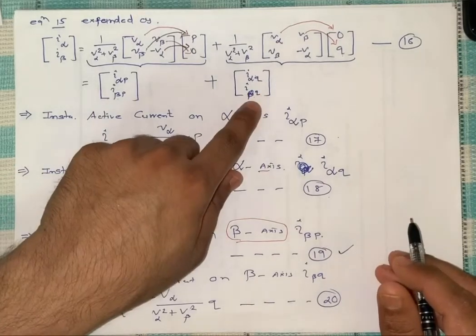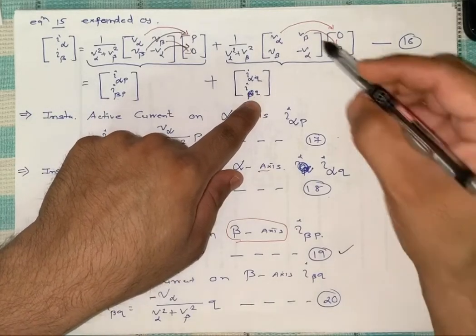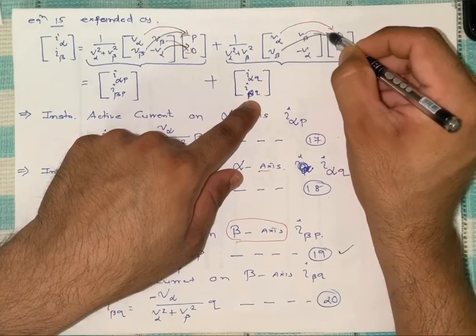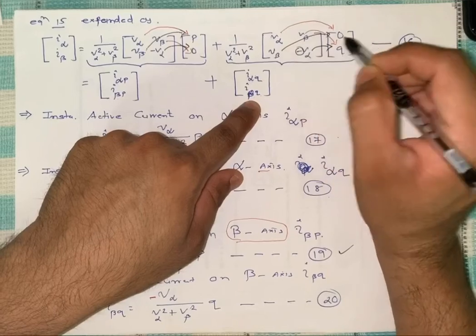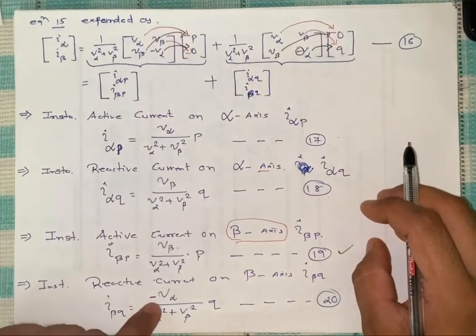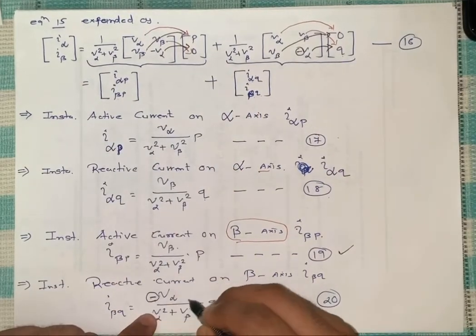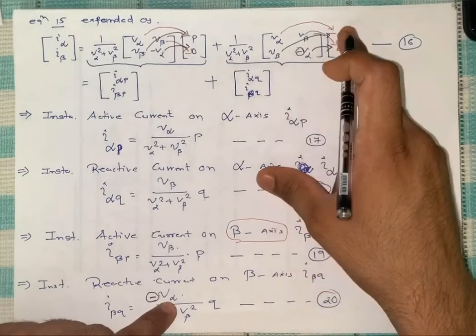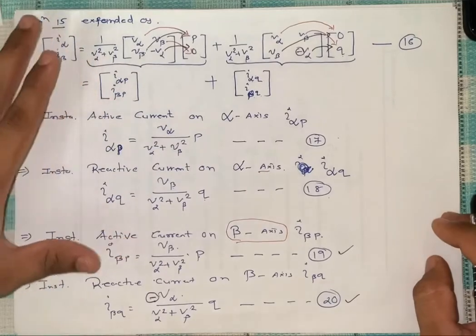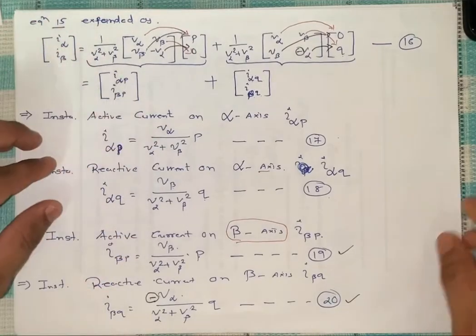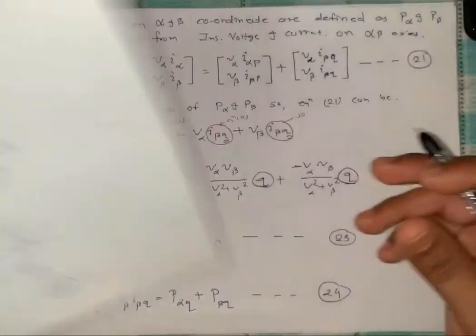Similarly for I beta Q, this thing is multiplied with here and this thing is multiplied with here. But remember that it is a minus. So we are getting minus of V alpha, V beta is 0, V alpha into Q. That is equation number 20. So it looks complicated, but it is easy actually.